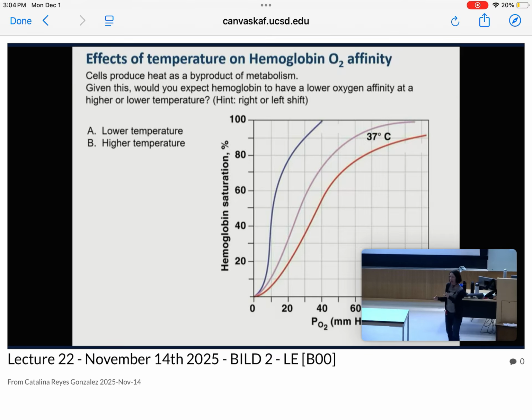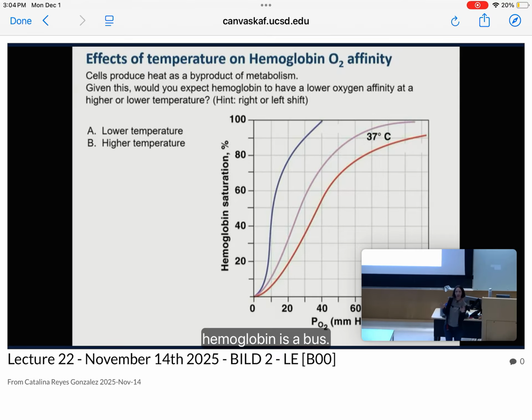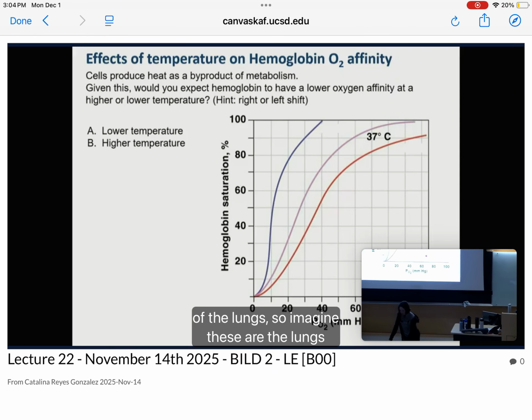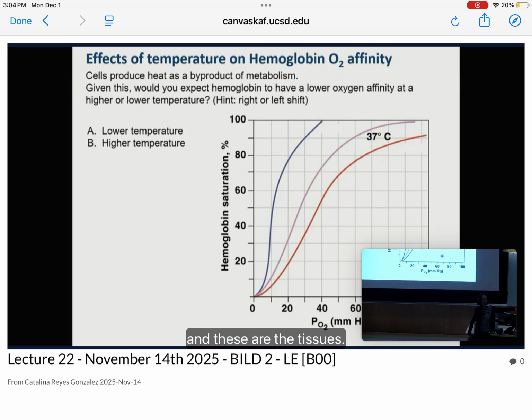Imagine this. Imagine hemoglobin is a bus, okay? And it has 4 seats. Those 4 seats for 1 oxygen each. So it can carry 4 oxygens, right? Hemoglobin in us is going to be inside red blood cells as well. So at the level of the lungs, imagine these are the lungs and these are the tissues, okay?